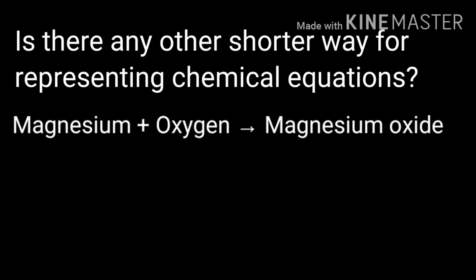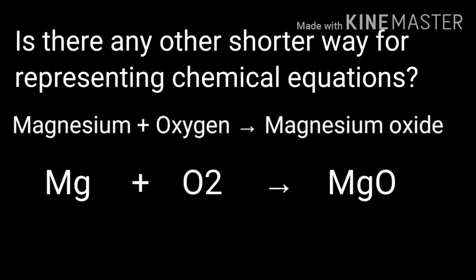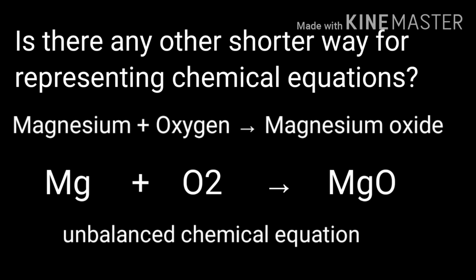But don't you think this is quite long? Is there any shorter way to represent a chemical equation? Yes. If we write chemical formulas and symbols for these words, it will be a simpler and shorter way to represent a chemical equation. We know that the symbol of magnesium is Mg and the molecular formula of oxygen is O2. The chemical formula of magnesium oxide is MgO. So we can represent this word equation in the form of a chemical equation. In this equation we can see that magnesium and oxygen are both reactants and magnesium oxide is the product.